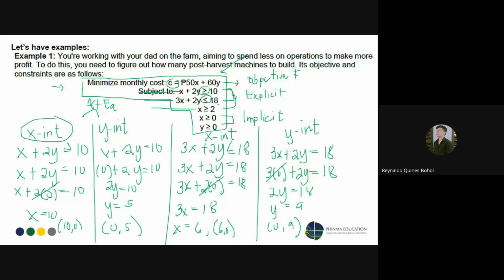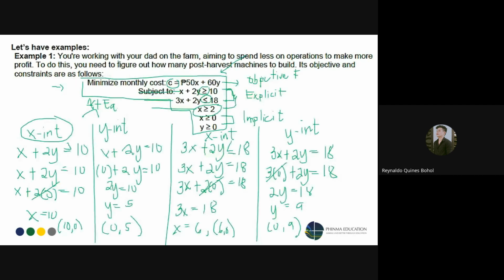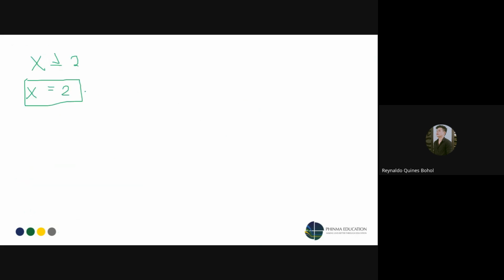Next is yung third natin dyan, x is greater than or equal to 2. Okay? So x is equal to 2. So mayroon tayong x which is equal to 2. Okay? So kukunin natin yung first equation dyan. X plus 2y equals 10. So, yung x natin dyan, substitute natin dito. So, yung 2 plus 2y equals 10.